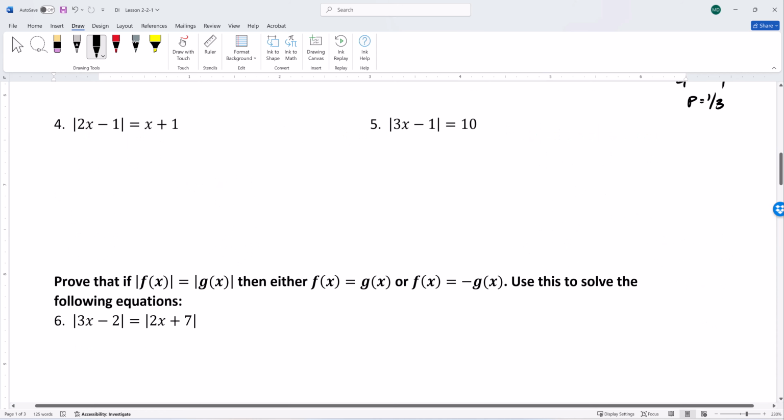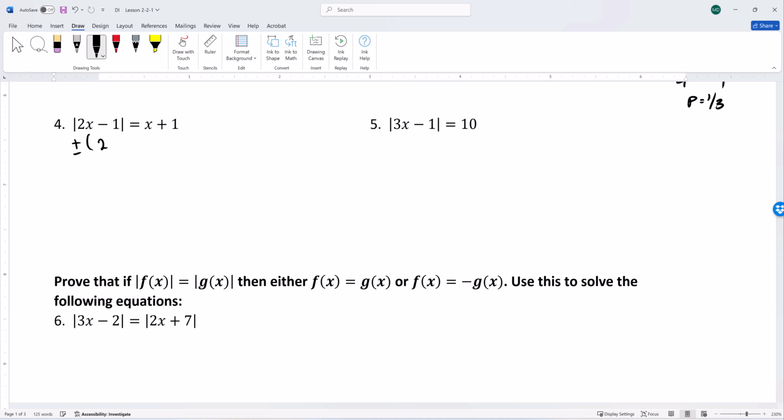Now looking at number 4, it's okay that we have an absolute value equaling an x. Remember, if we get rid of the absolute value by its definition, it becomes solvable. So don't let that confuse you. So getting rid of the absolute value. And so now you have the positive, and then you have the negative.